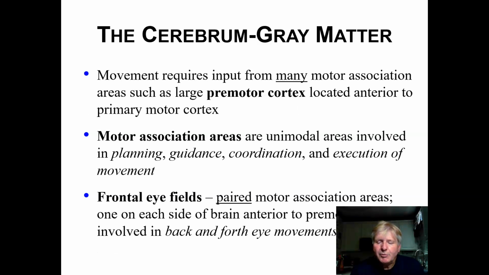Movement also requires input from unimodal association areas, and that's when you have this large premotor cortex anterior to the primary motor cortex. The motor association areas are unimodal areas involved in planning, guidance, coordination, execution of movement. And then anterior to these are your frontal eye fields, which are paired motor association areas, one on each side of the brain anterior to the premotor cortex. And this is responsible for back and forth eye movements, like when you're reading a book from left to right.